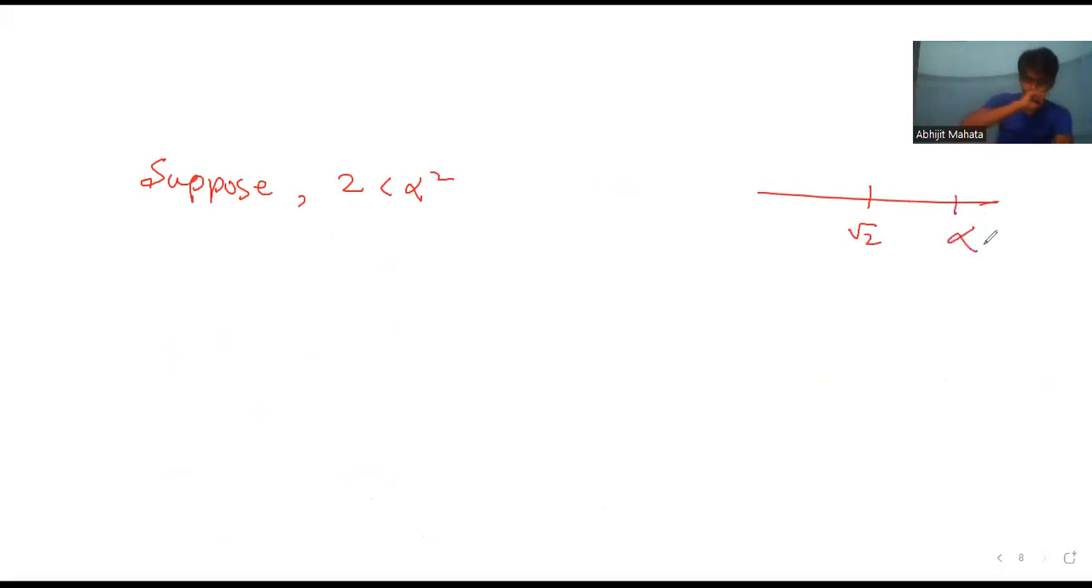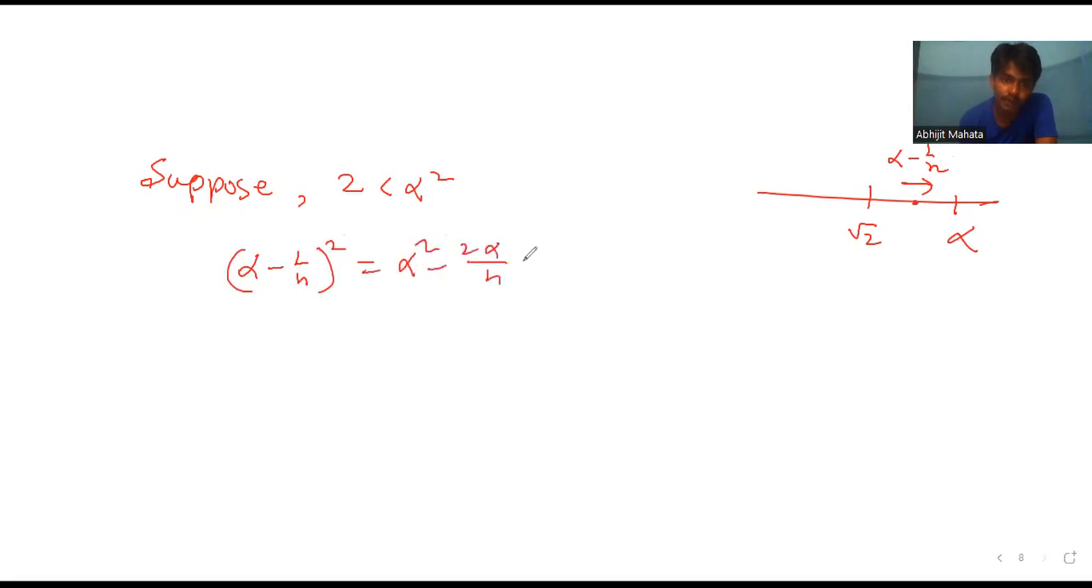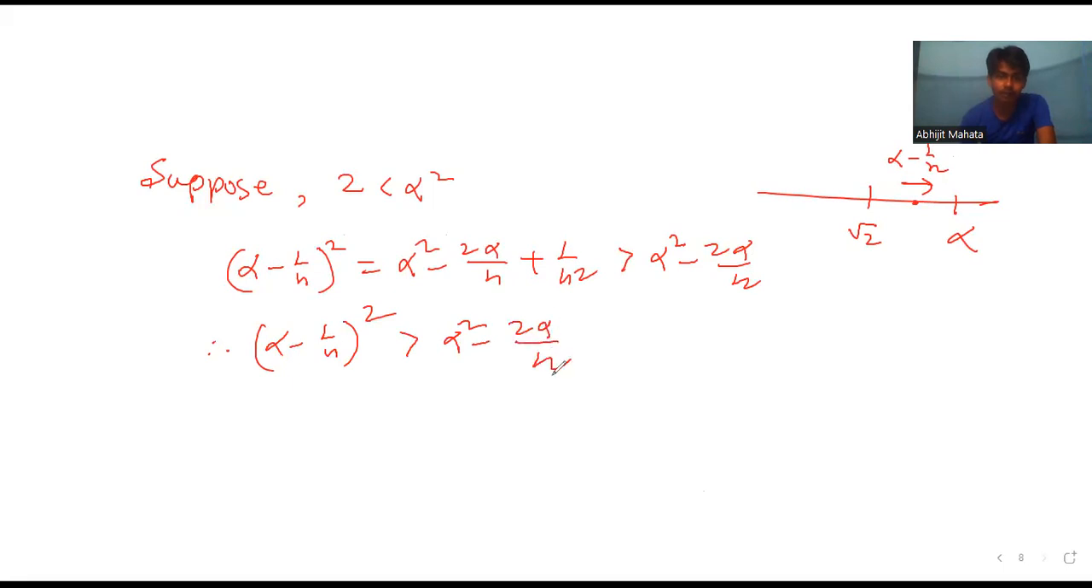Okay, now let's consider, suppose 2 is less than alpha square. So now how do we prove it? We have square root of 2 here and alpha is here. Now we will find some element here which will be an upper bound of the set A. So again we start from this direction, moving like this: alpha minus 1 by n. So alpha minus 1 by n, that whole square, equals alpha square minus 2 alpha divided by n plus 1 by n square, right? So this is clearly greater than alpha square minus 2 alpha by n. So we are getting that alpha minus 1 by n, this whole square, is greater than alpha square minus 2 alpha by n.